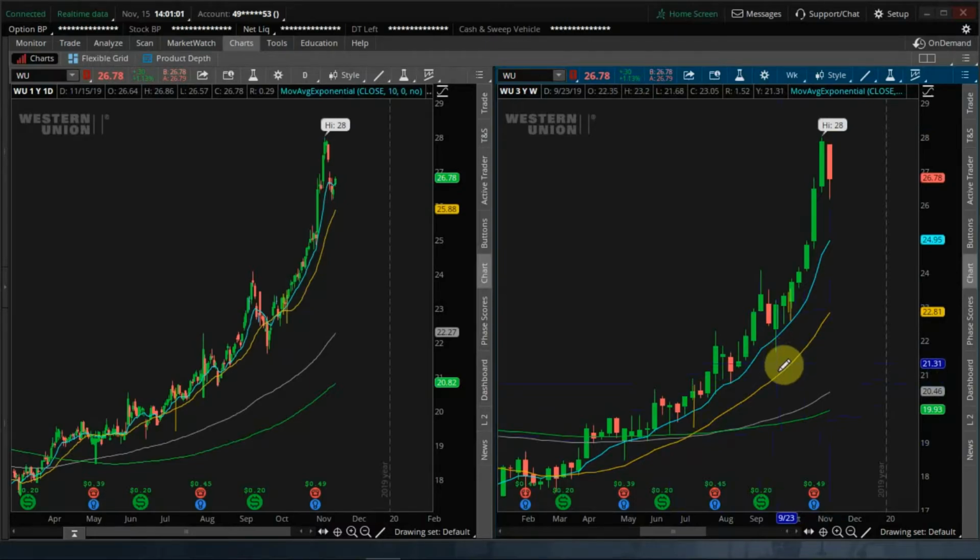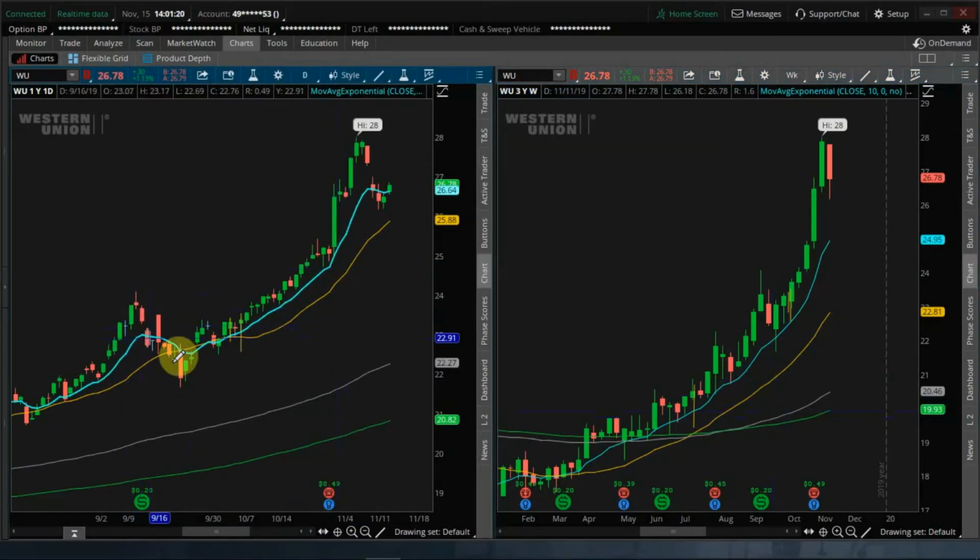Everything checks off. Now I move on to the daily to see if I can find a really good entry point. And once again, I'm looking for the same thing on the daily. 150 above my 200, price action making higher highs and higher lows. We get that.